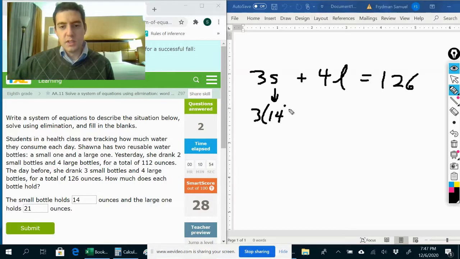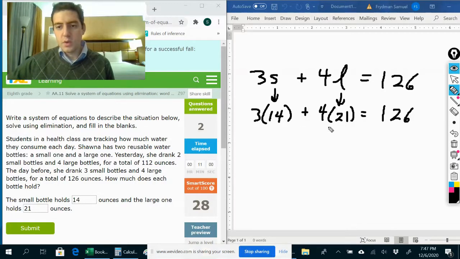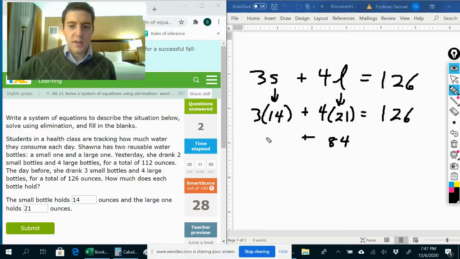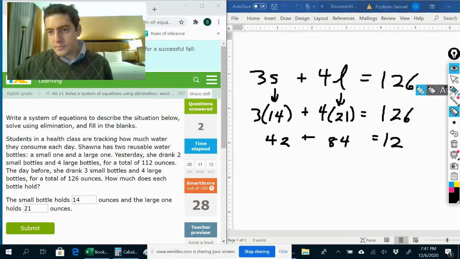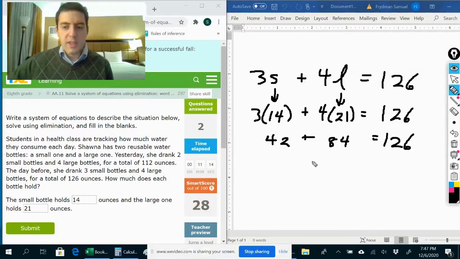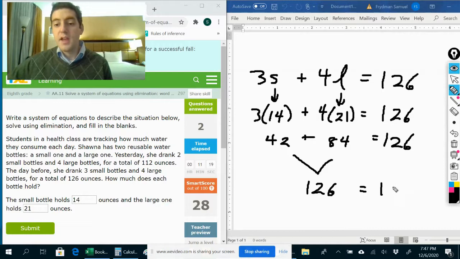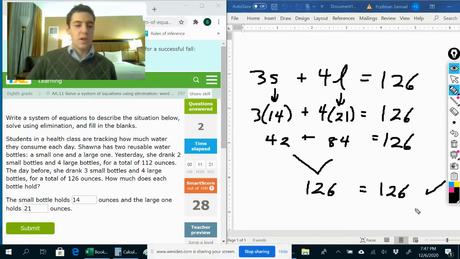3 times 14 plus 4 times 21, is that equal to 126? This is 84, right? And then that's going to be 42. And then 42 plus 84, yeah, 42 plus 84, that is 126. Okay, good. So I get 126 on the left and 126 on the right, so that's good. So this is the correct answer here. I'm just going to stop the video there. All the problems are pretty much the same.